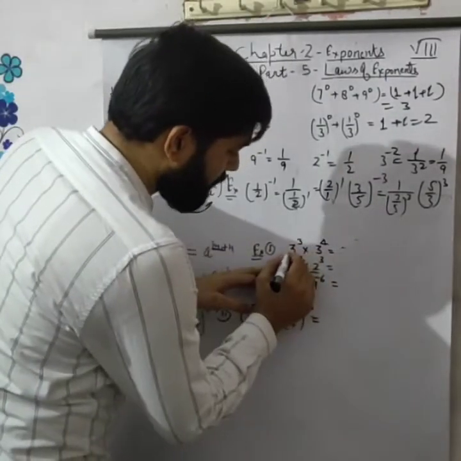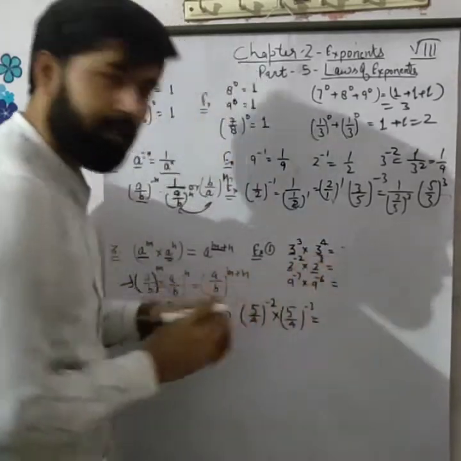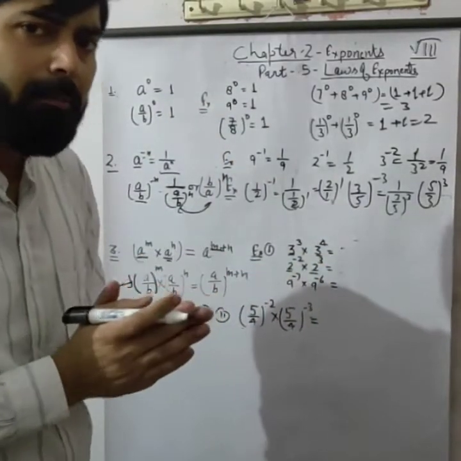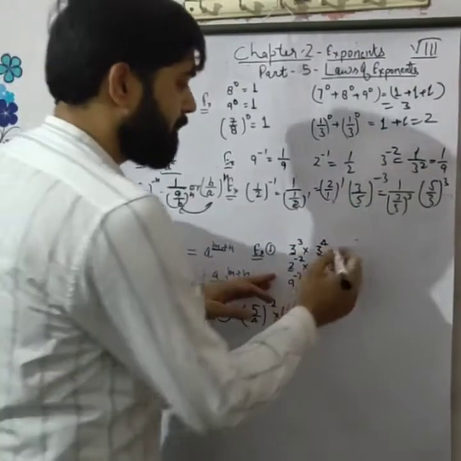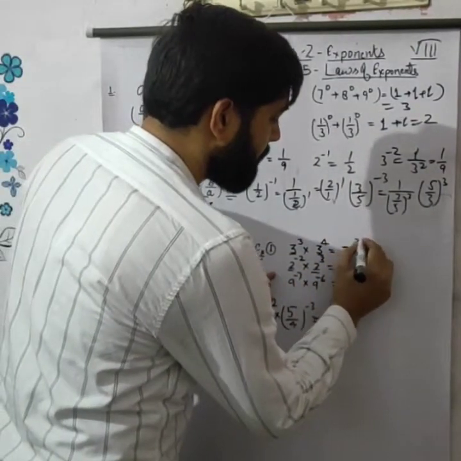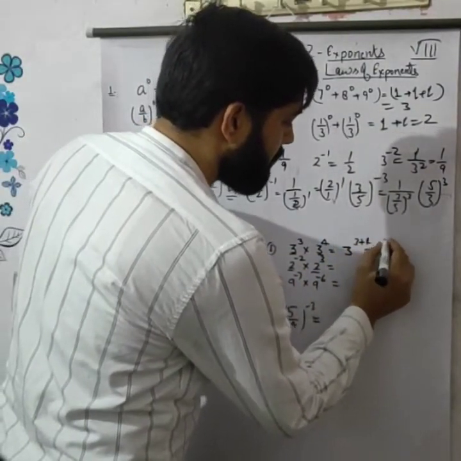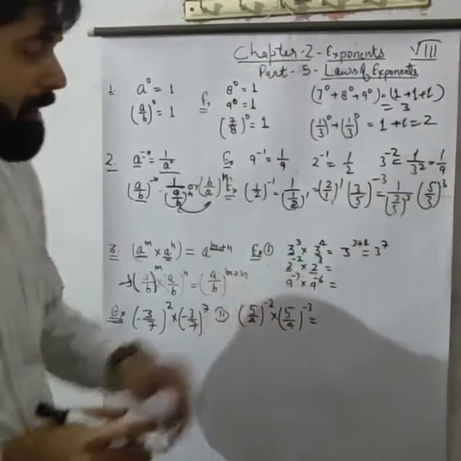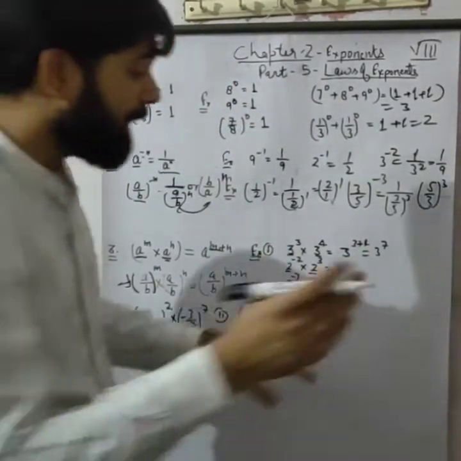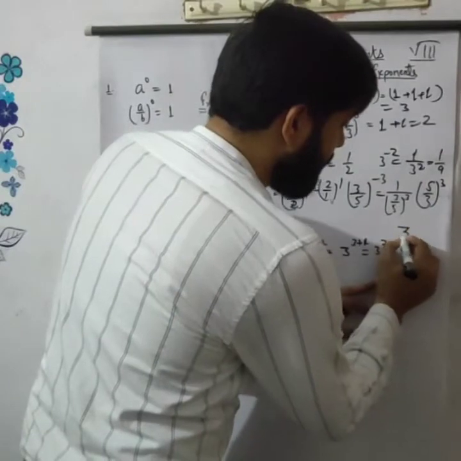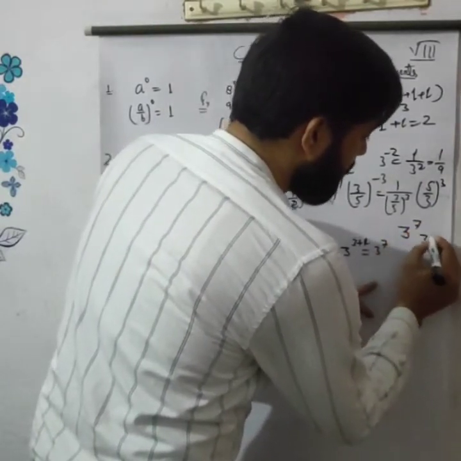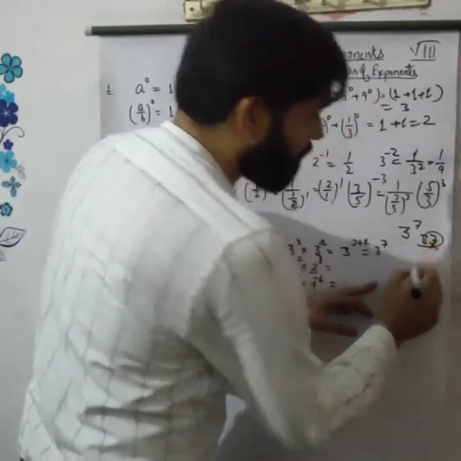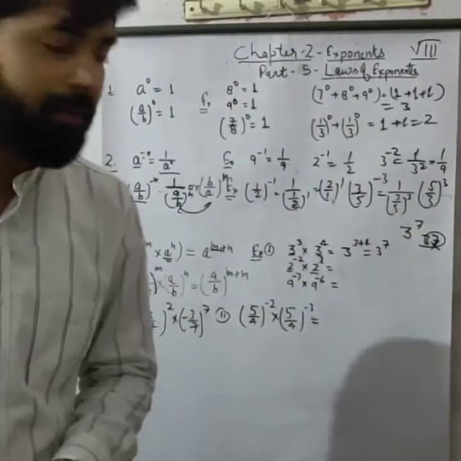So look here, what is the base? The base is 3. Both bases are 3, meaning the base is the same. So the powers will be added: 3 plus 4. So the answer will be 3 raised to the power 7. And you should always write in exponential form. How can we write 3 raised to the power 7? Not like this, this is the wrong way. This is 37. This is 3 raised to the power 7.